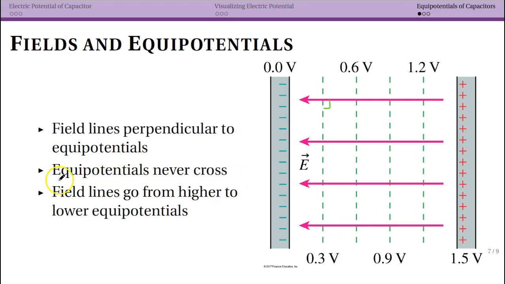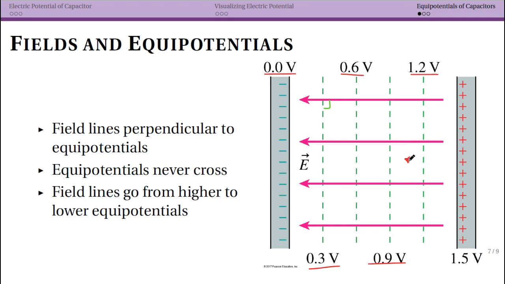Something else to know is that equipotentials never cross. And the reason for that is that every point in space actually has its own electric potential. Note that again here we've shown equal spacing. This goes from 0 to 0.3, 0.6, 0.9, 1.2. So if somehow these crossed, at that point, would that have 0.9 or 1.2? It doesn't make sense to have two different values.